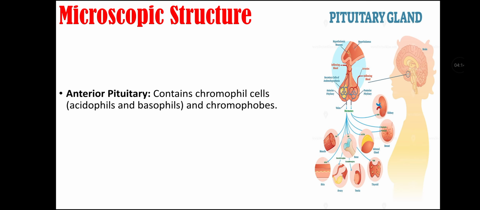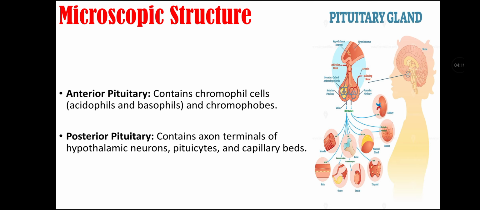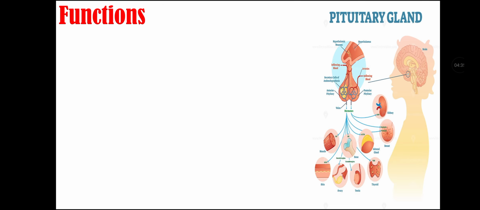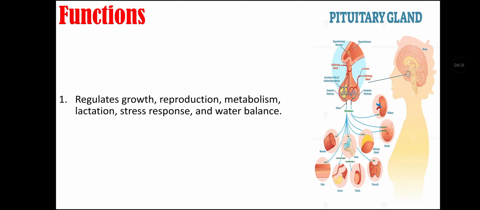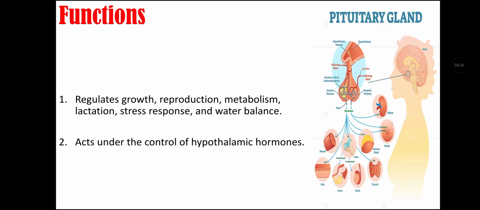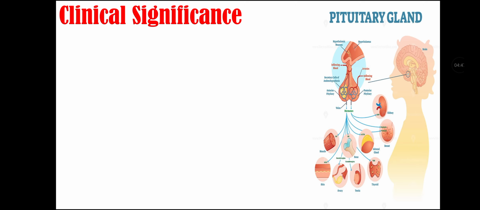Microscopic structure of pituitary gland. Microscopically, it has anterior pituitary and posterior pituitary. Anterior pituitary contains chromophil cells that are acidophils and basophils, and also it has chromophobe cells. While posterior pituitary contains axon terminals of hypothalamic neurons, pituicytes, and capillary beds. Functions of pituitary gland. It regulates growth, reproduction, metabolism, lactation, stress response, and water balance. It acts under the control of hypothalamic hormones.